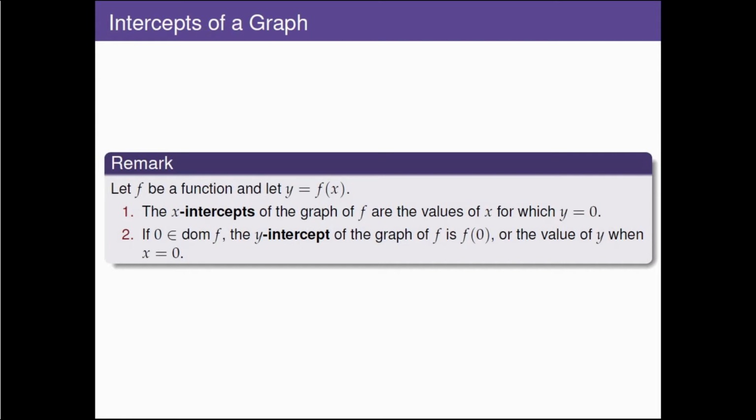To graph a linear function, we need the x and the y intercepts of that graph. Let f be a function and let y be equal to f(x). Then the x-intercepts of the graph of f are the values of x for which y, or f(x), equals 0. If 0 is in the domain of f, the y-intercept of the graph of f is f(0), or the value of y when x equals 0.